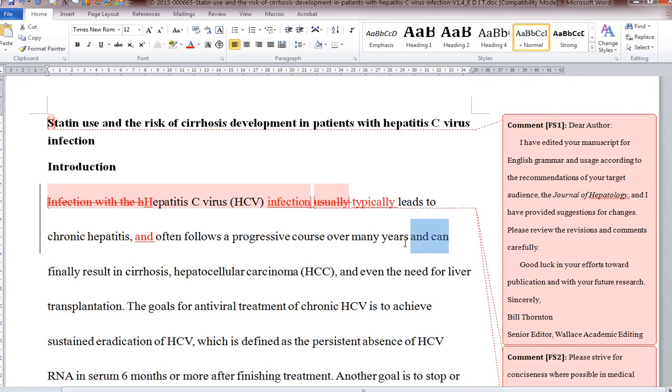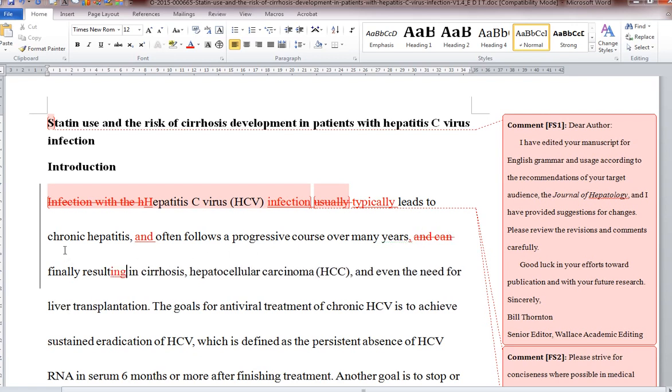This isn't bad, but we can do without it. I'll make sure we put the appropriate punctuation. I'll place a comma here to end that clause, and then I have finally result. In the revision now, I got rid of and can. I deleted that. I'm going to have to change this to finally resulting in. But before I move forward, I have a problem with finally.